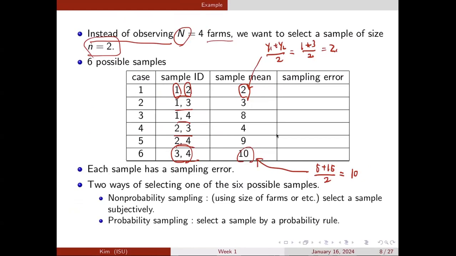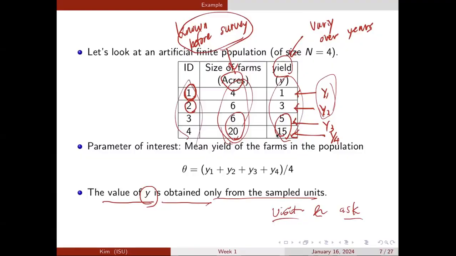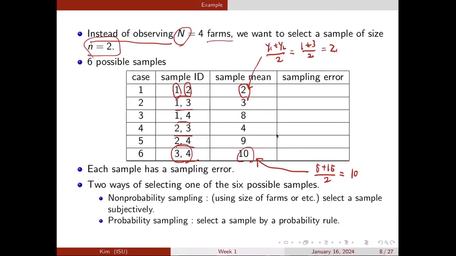Okay. By the way, what is the population mean? What is the parameter? The parameter of interest is the mean yield of the farms in the population. So the population mean is 1 plus 3 plus 5 plus 15, divided by 4, which is 6. So then 2 minus 6 is minus 4.